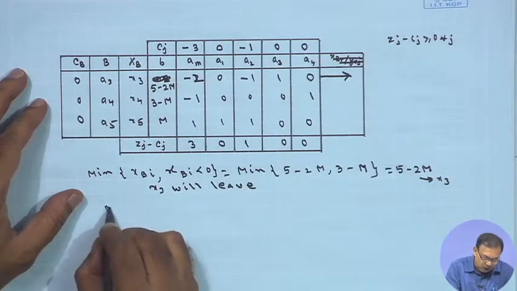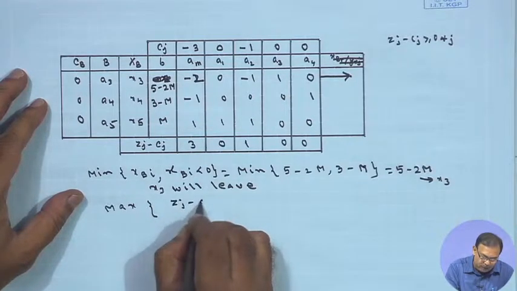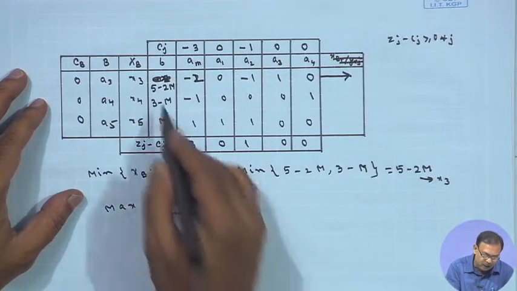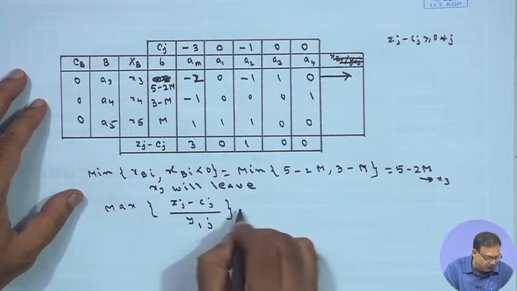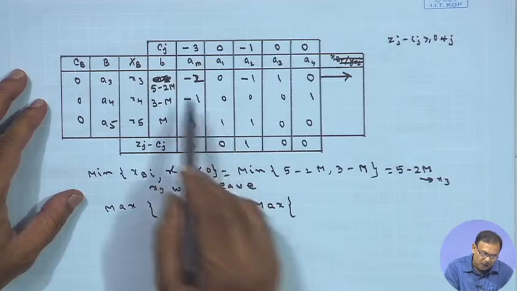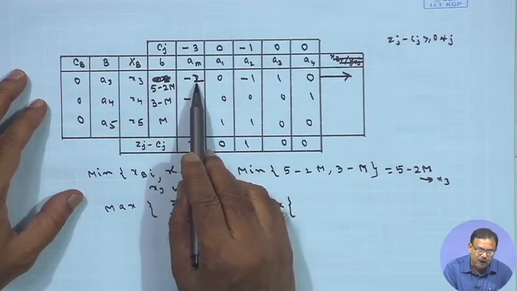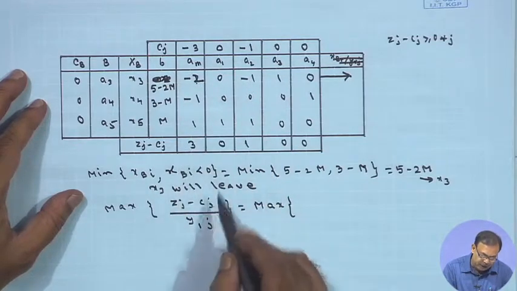Similarly, to check what will be the entering variable, you have to calculate the maximum of Zj minus Cj divided by y1j, because this was the first row. So, y1j. So, this will be equal to the maximum of what value? From this row I will take only those y's where the values are negative. So, I will take only this and this. So, the ratio Zj minus Cj.